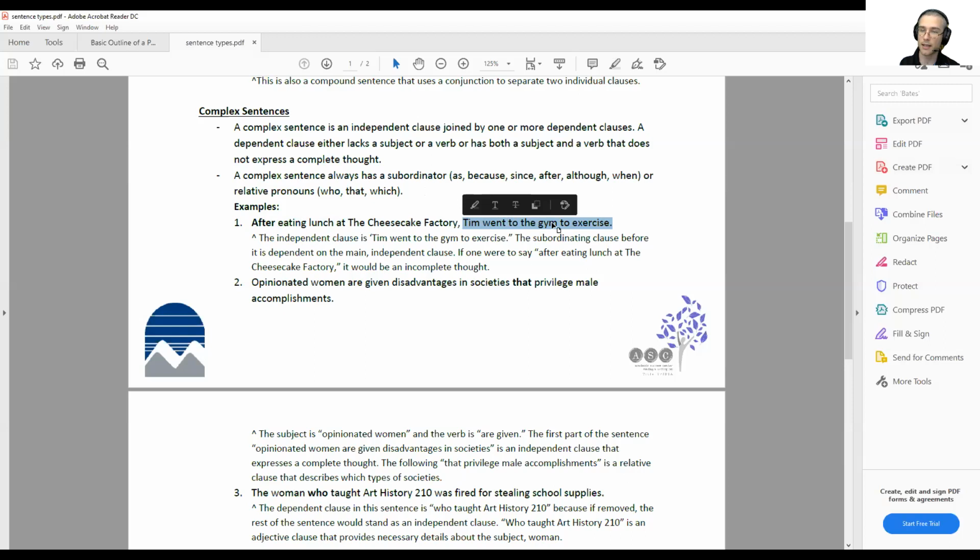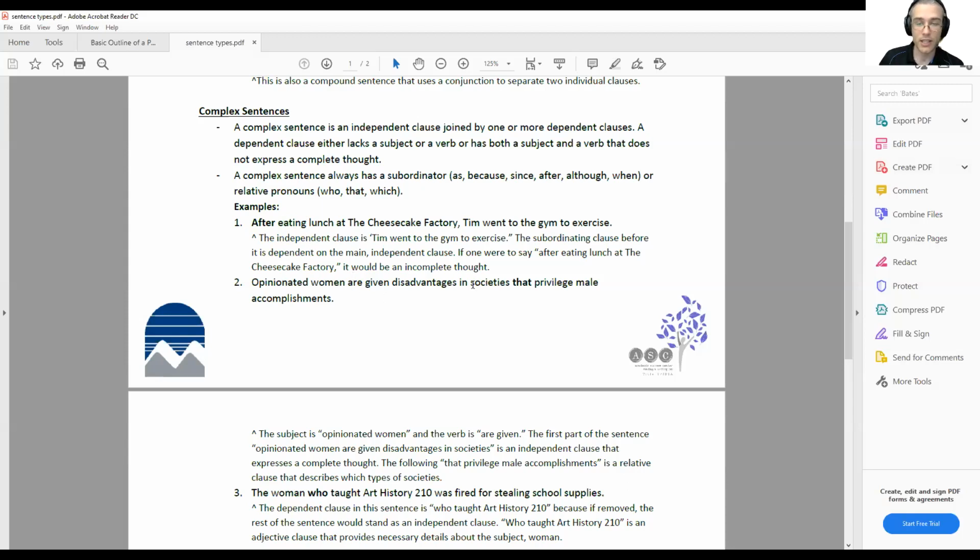I could have this part of the sentence working as a sentence on its own. However, this part does not. Because, well, first of all, it has a subordinating conjunction, and it also has no subject. It has an improperly conjugated verb, right? So the verb is not conjugated in the present tense, and there's no subject.